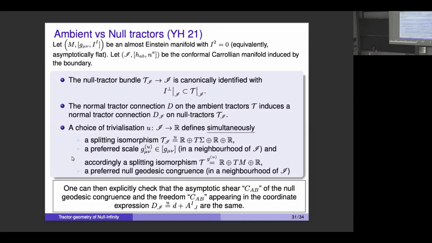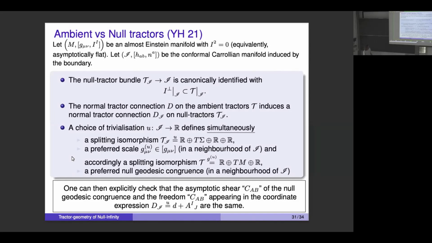Yes. I'm a bit confused. This null geodesic congruence, where does it live? This null geodesic congruence? It's in the space-time. Right? So you're viewing this as a boundary of your Cartan geometry, a boundary of this system. Yes. And then the ambient tractors, they are tractors for your space-time. This is ambient for space-time. Yeah, that's what I mean by ambient. Sorry. Perhaps bulk is better terminology.